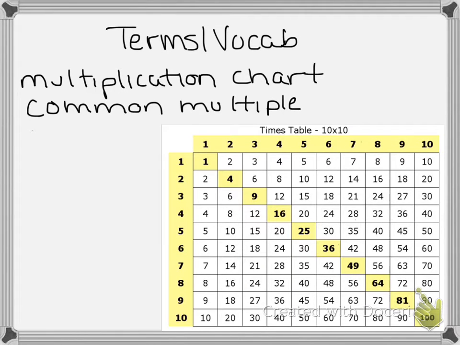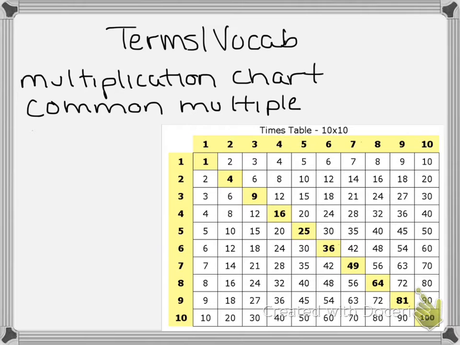In these upcoming lessons, we are going to be talking about adding and subtracting fractions that have uncommon or unlike denominators. But before we get started on that, there are some terms and vocabulary that you will want to know in order to make these upcoming lessons just easier to understand.